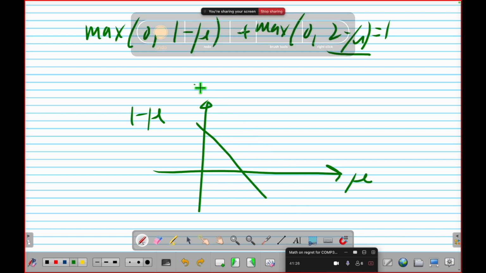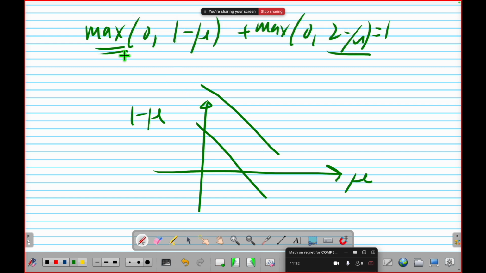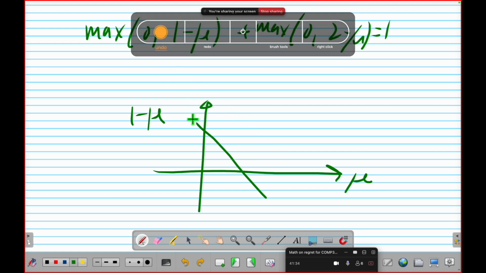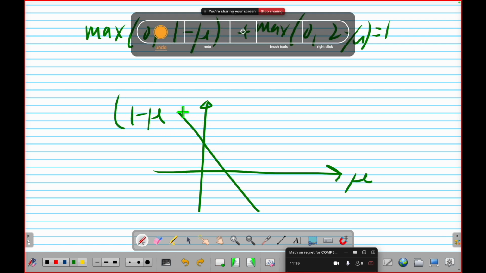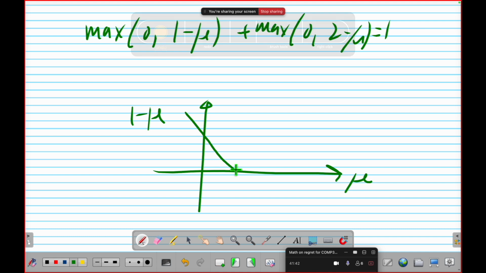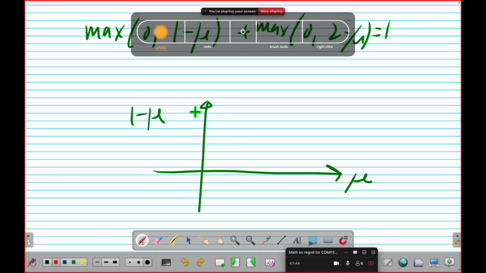So now what does it mean? Now I have these two added up together, but also I have the max, right? It cannot be below 0. So that means this is 1 minus mu. What about this one? It cannot touch below 0, so I will have this. Oh, let me change color. So it means this.